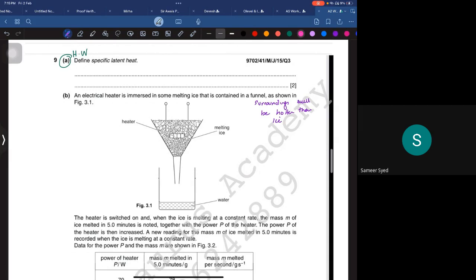How? Heat from heater plus heat from surroundings would all go into latent heat of fusion times mass of ice. Because ice will not only gain heat from surroundings but also heaters. So that is the error in this. So remember this. This is very important.